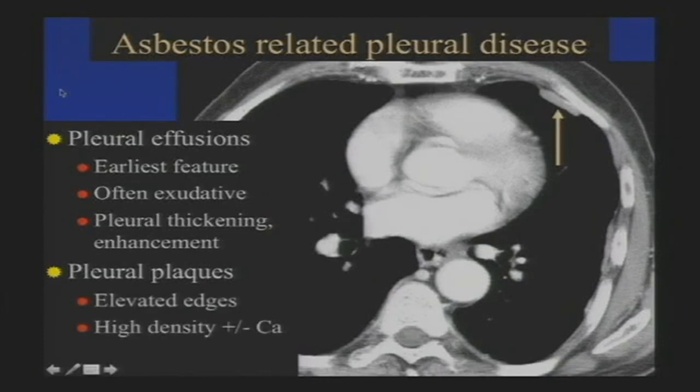They may be high density even when not calcified. And clearly you want to distinguish benign asbestos-related pleural disease from mesothelioma, and we would use those signs, greater than 1 centimeter circumferential thickening, significant involvement of the mediastinal pleura, et cetera, to try to make that distinction.